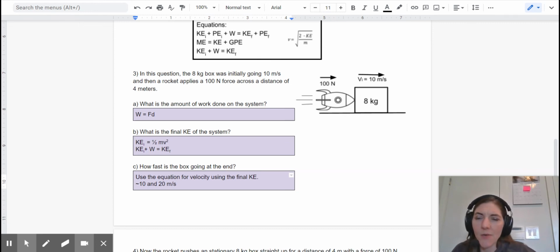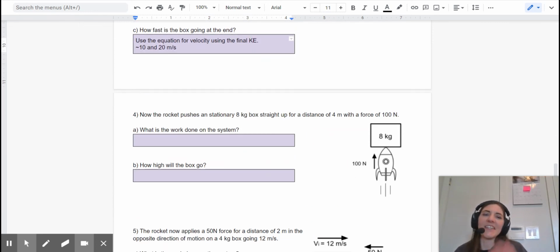So that's the answer. Now the next one is very similar, but in this case, it's just going straight up and it was stationary. So for the work done on the system, again, I'm going to just go ahead and give you work equals FD. You should be able to find it. And then how high is the box going to go?